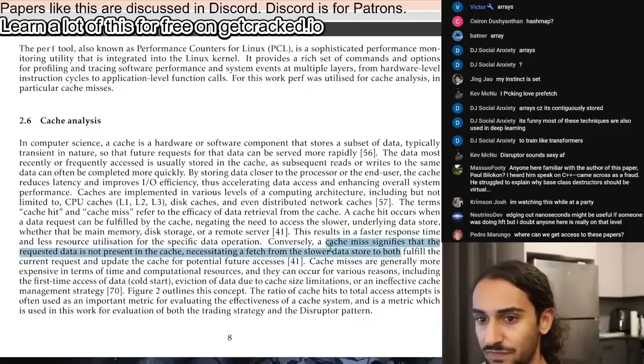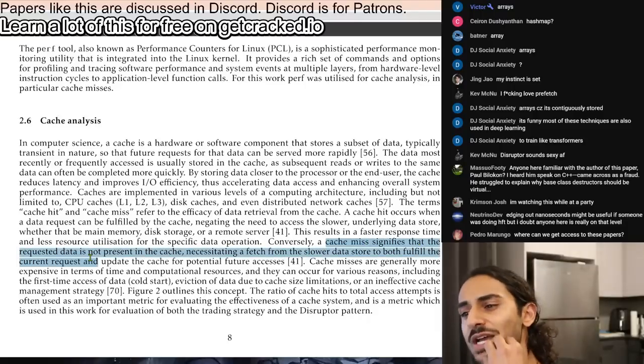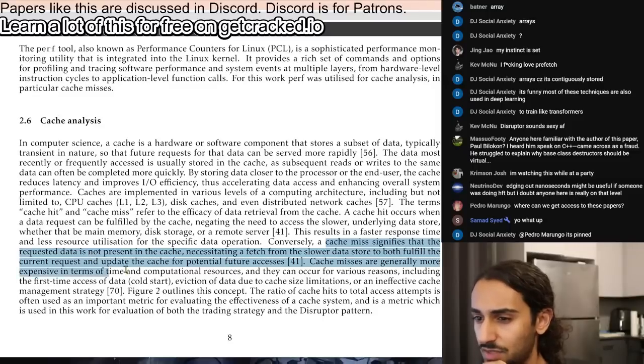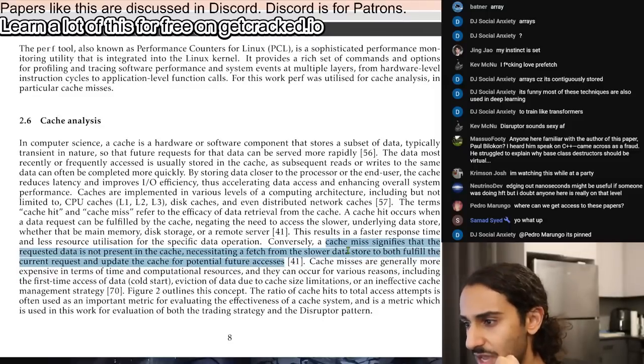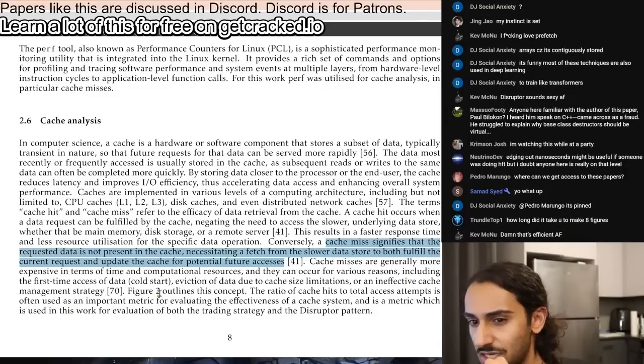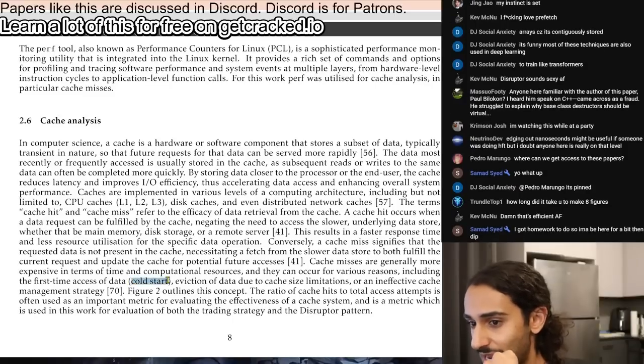Conversely, a cache miss signifies that the requested data is not present in the cache, necessitating a fetch from the slower data store to both fulfill the current request and update the cache for potential future access. Cache misses are generally more expensive in terms of time and computational resources, and they can occur for various reasons, including the first-time access of data, cold start. That's also called a compulsory cache miss. Eviction of data due to cache size limitations.